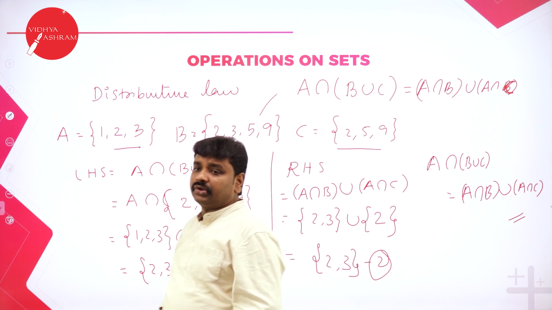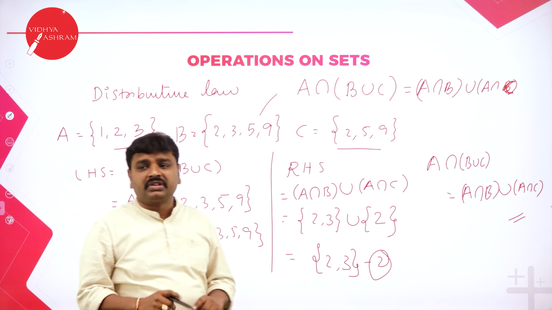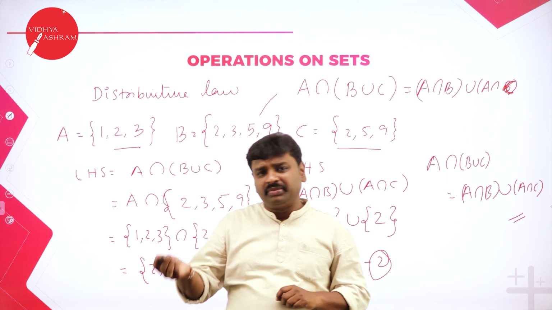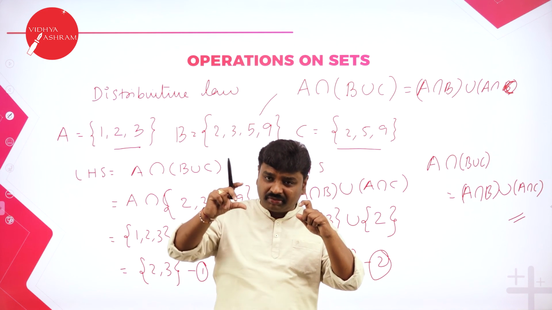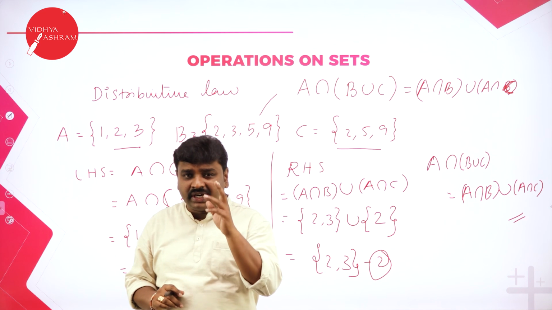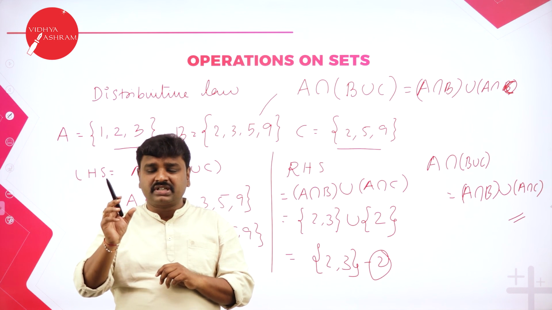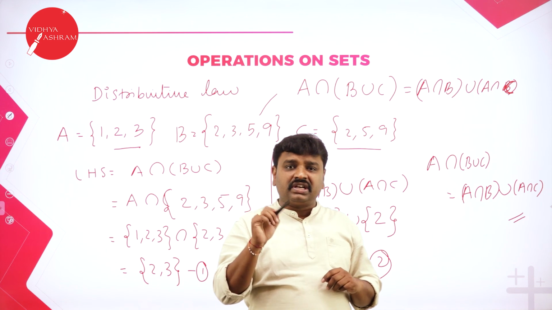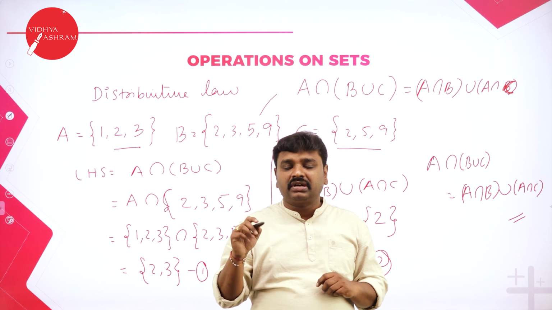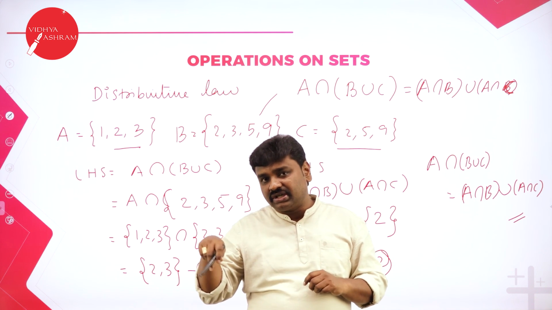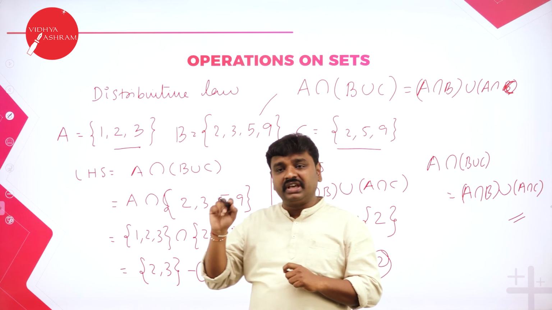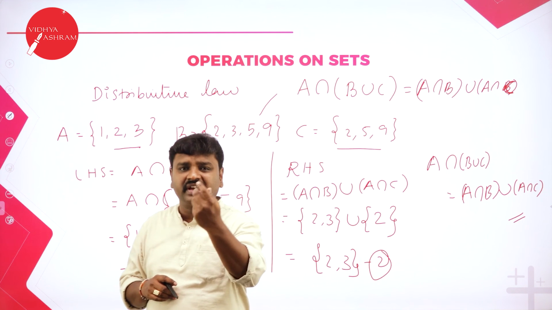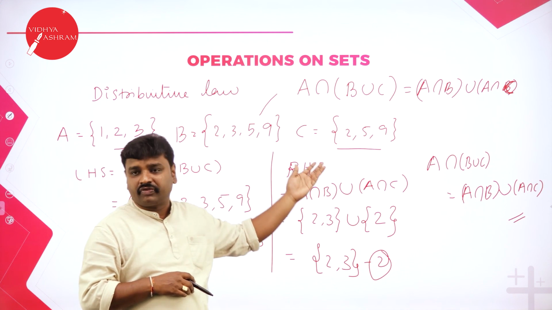So we call this the distributive law. All the 6 properties you should remember. The first property is commutative law: A intersection B is same as B intersection A. Associative law: A intersection B intersection C is same as A intersection B intersection C, grouped either way. Then law of null set: A intersection null set is null set. A intersection universal set gives you A. And then we have discussed idempotent law: A intersection A is A itself. And then distributive law, which I have just proved.